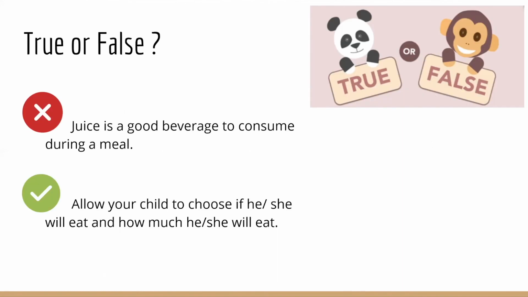So here's the correction of our true or false. Juice is not a good beverage to consume during a meal. You can either have water or the fruit instead, and allow your child to choose if he or she will eat and how much he or she will eat, because as a parent, you are responsible for what, when, and where your child will eat, but your child is responsible for how much and whether they will eat the food that you have offered.